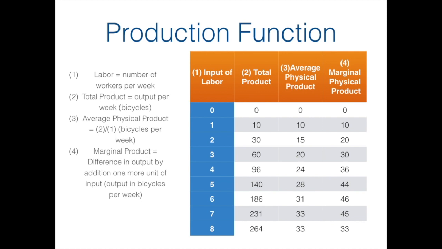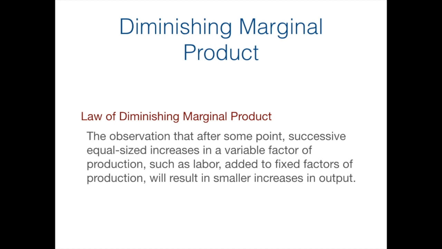As workers 7 and 8 are hired, the production slows and then drops. Total production is still up when the marginal physical product goes down. The law of diminishing marginal product holds that after some point in the production process, successive increases in some variable factors of input will result in successively smaller increases in output.